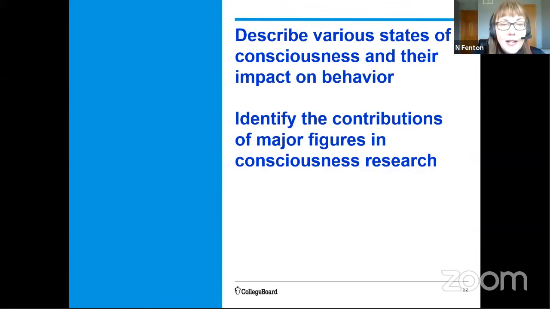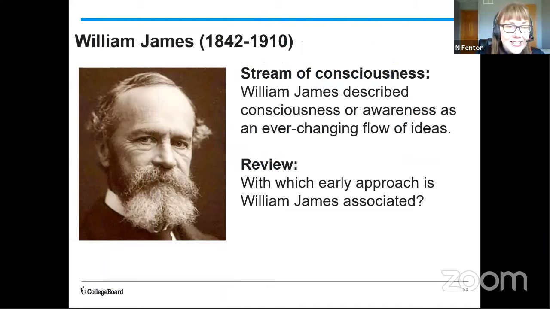Okay, so states of consciousness, or different types of awareness, could be things like sleep, dreams, drug-induced states, meditation. There's a wide range of consciousness, and there's a long history of studying consciousness in the field of psychology, going back even to William James. If you remember, William James described consciousness as a stream, that awareness is essentially this endless flow of ideas and thoughts that just zigzag in different directions.